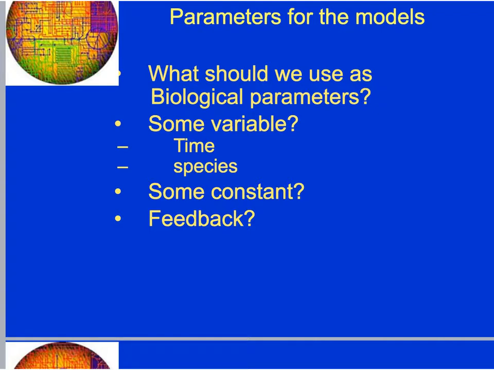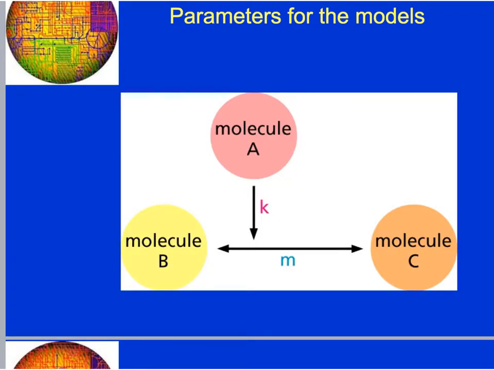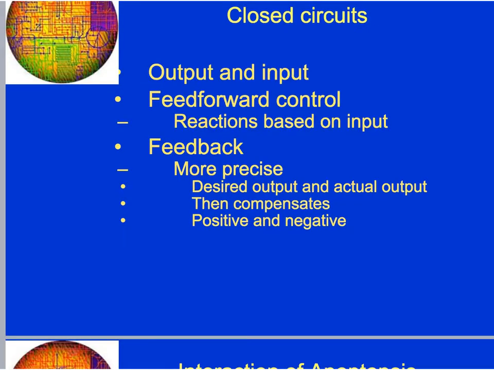So some of the parameters for the model might be that you have certain molecules, but there are certain things that have to happen in order for molecule A to interact with molecule B, which then can produce molecule C, or that kind of thing. So all of these have to be taken into consideration, and we also need to think about what the output and input is into each of these systems. We can also begin to think about feed-forward control versus feedback control, where reactions are based on the input, and then the more precise is the feedback control, which is usually that the desired output and actual output are compensated, and this can happen both positively and negatively, right?